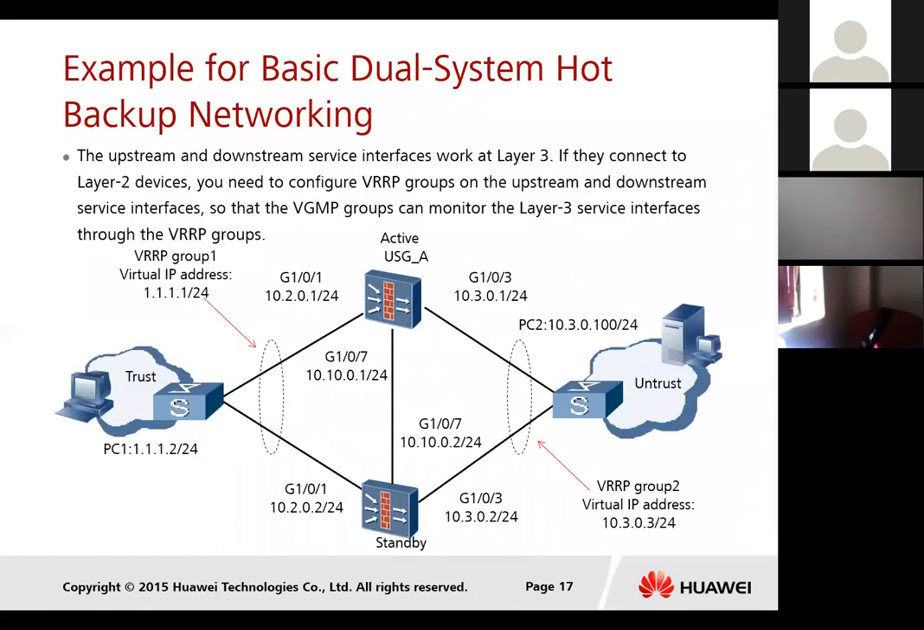So this configuration, it'll be pretty simple. So first, we need to specify the VRP group on the active firewalls and the backup firewalls. Okay, first we define the VRP on the interface. So it means that I have 2 VRP in this case. You need to configure VRP group of the upstream and downstream service interface so that the VGMP group can monitor the layer 3 service interface through the VRP group. So you need to configure VGMP between the USG-A and USG-B.